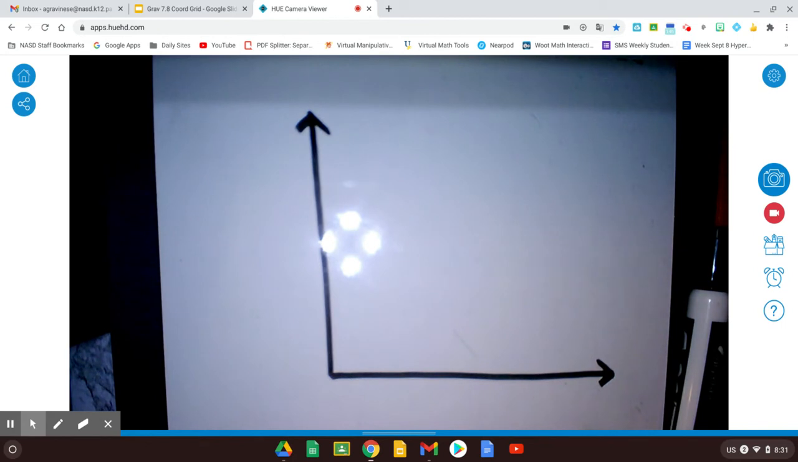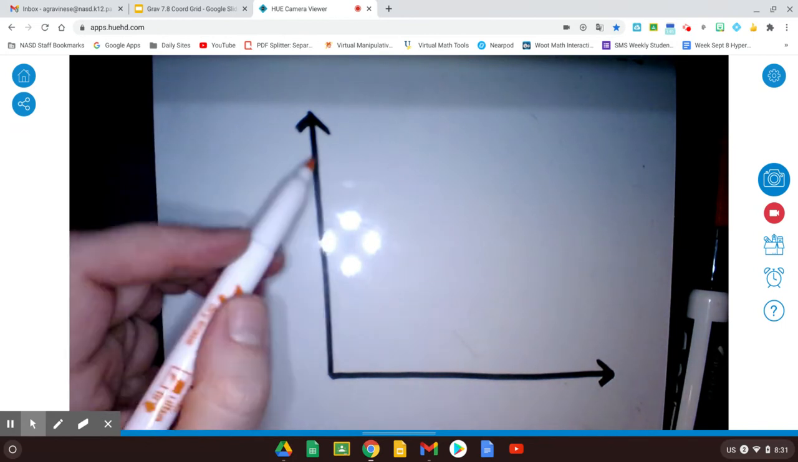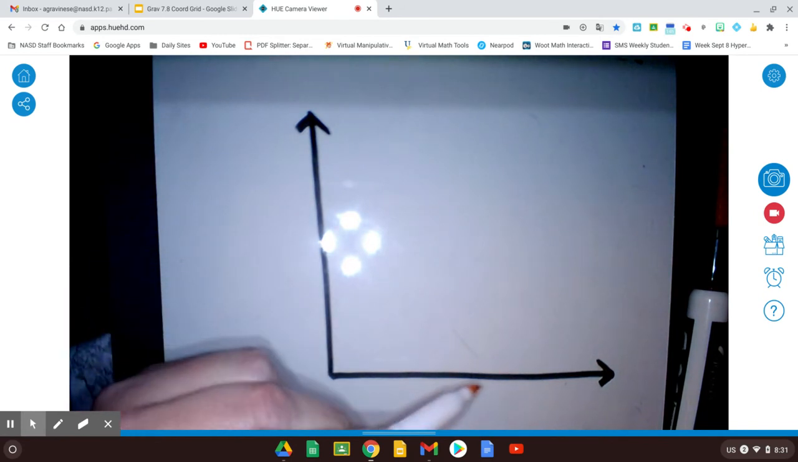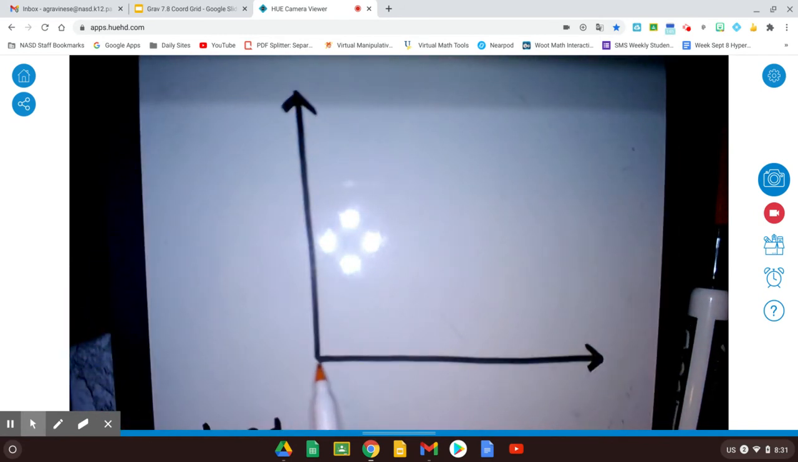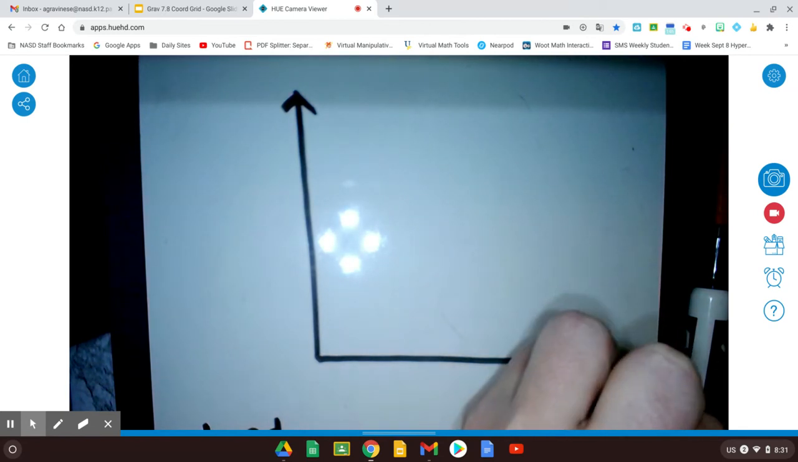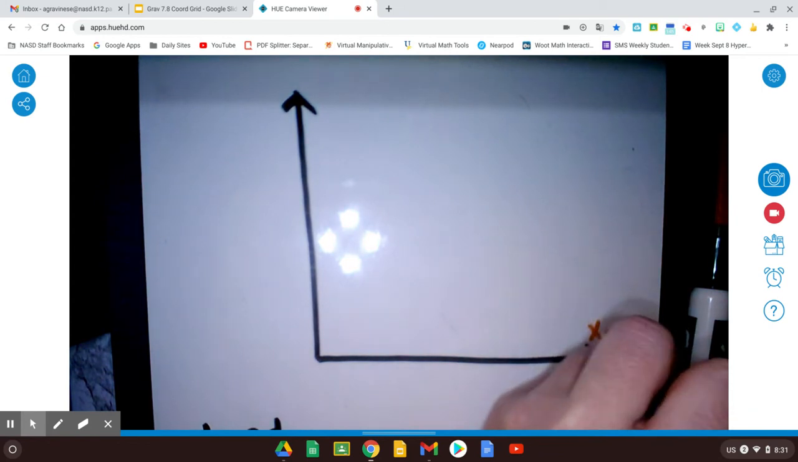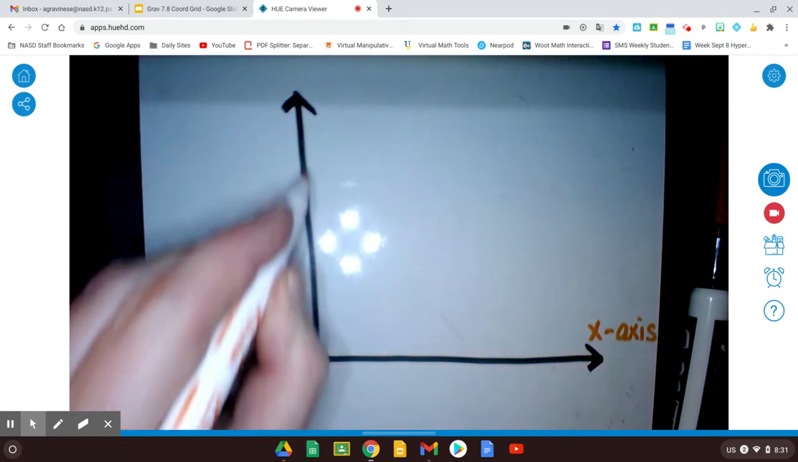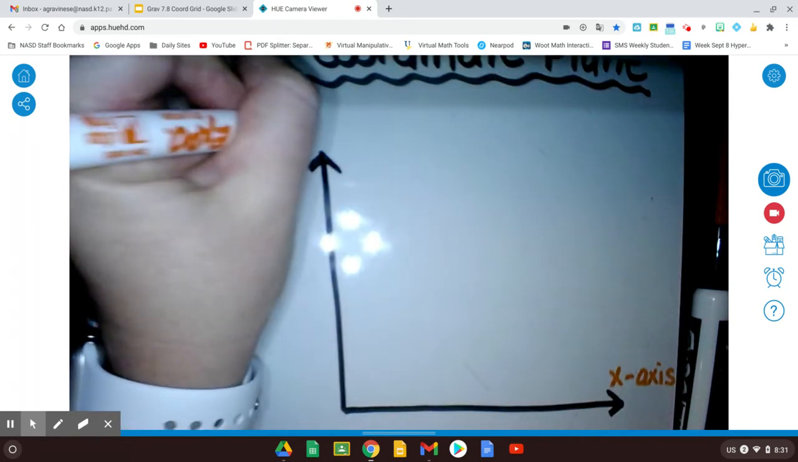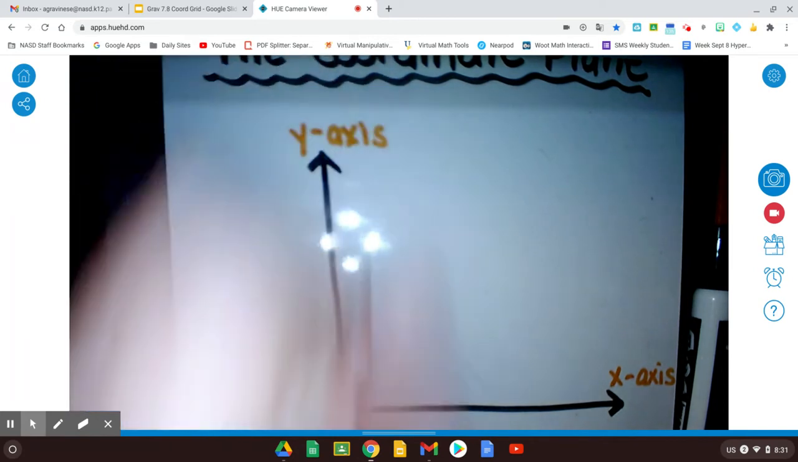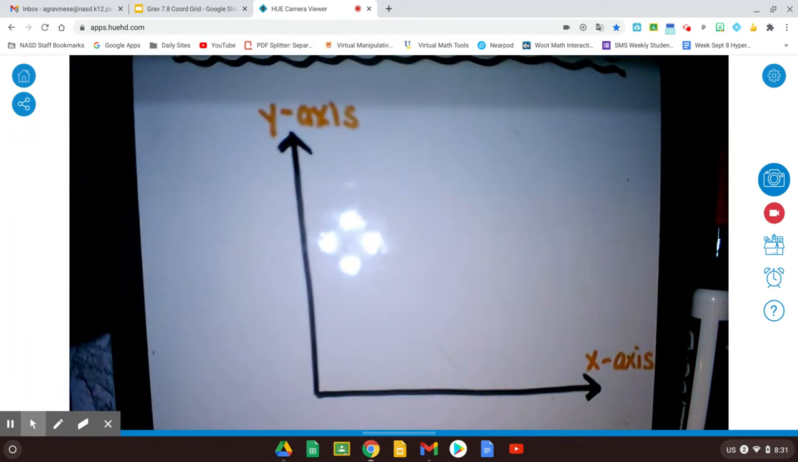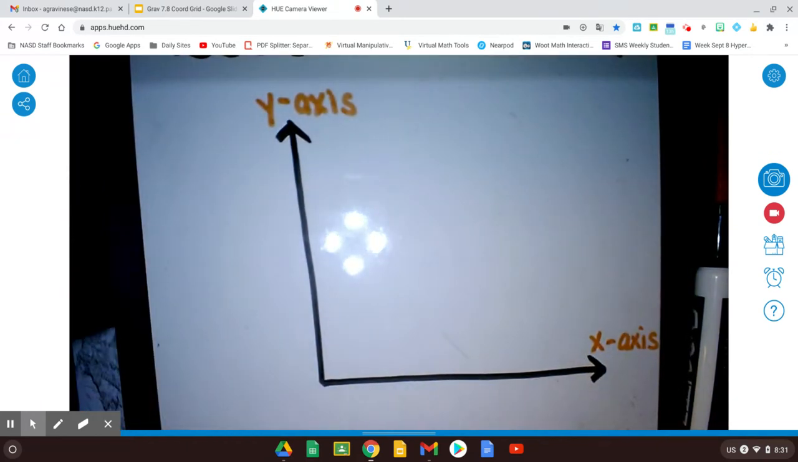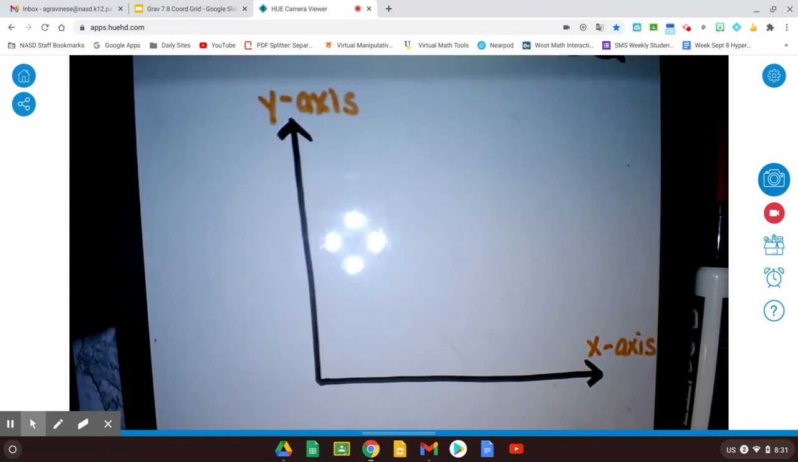So in our coordinate plane, we have a label for each of these two lines. The line that goes horizontal or across is called the x-axis. And the line that goes vertical or up and down is called the y-axis. Now, there's a lot of vocabulary in this lesson, so you would probably want to take some notes so that you can have all of this. It is also found in your My Math book.